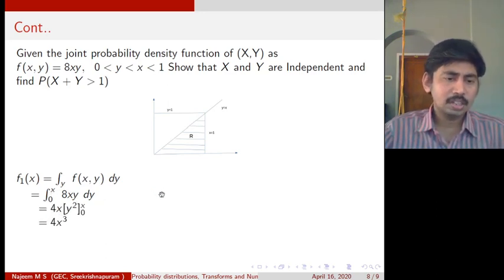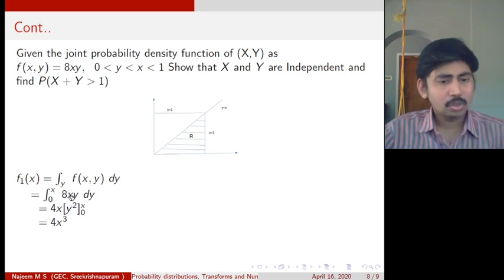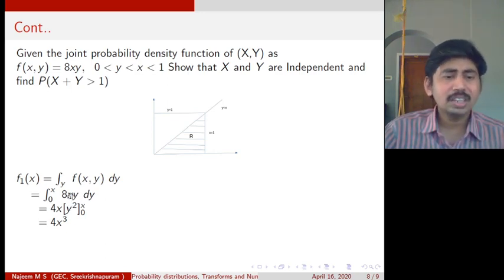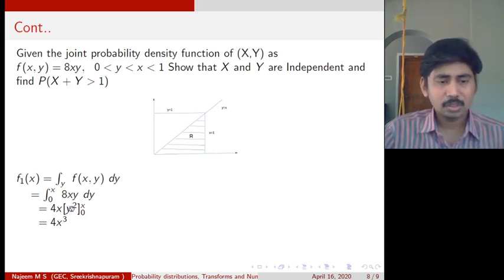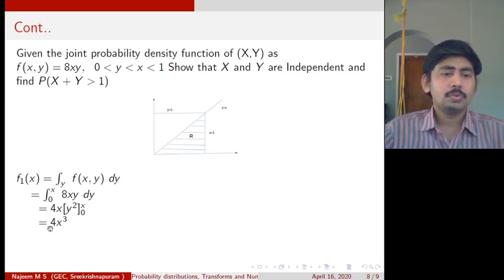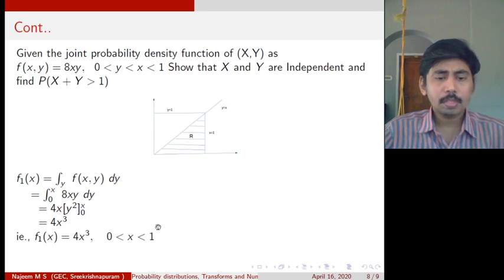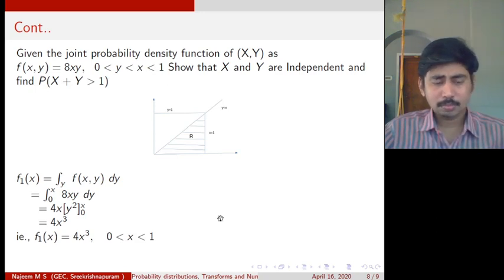So when we integrate that, with multiple integration, x will be treated as constant with respect to y, so we get 4x times y square by 2 from 0 to x. Then f1 of x equal to 4x cube, and the range of x is 0 to 1.